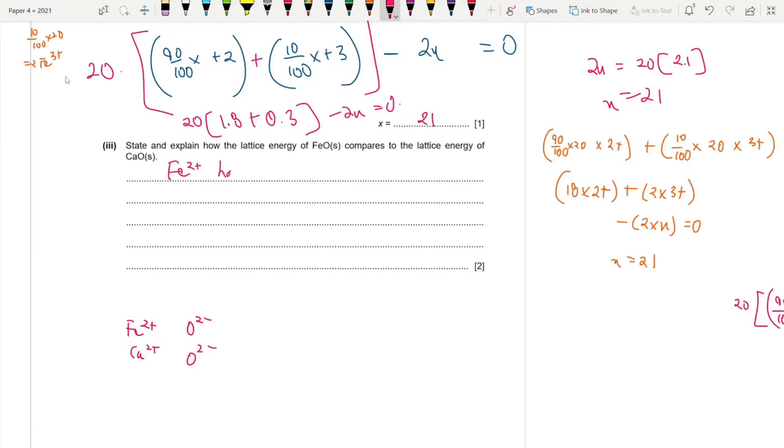Fe2 plus has a smaller radius or higher charge density. It also has the same charge, right? It has the same charge as calcium, but a smaller radius. That's why it has higher charge density. All right. Now what? That's your first point.